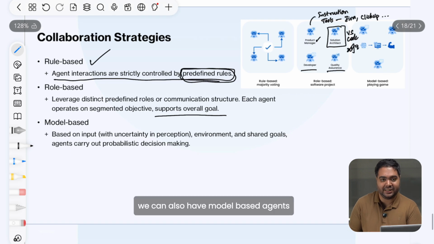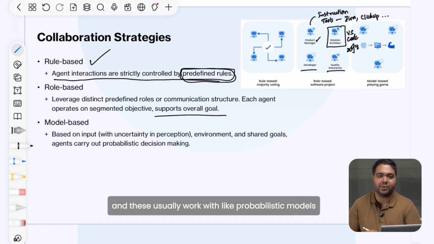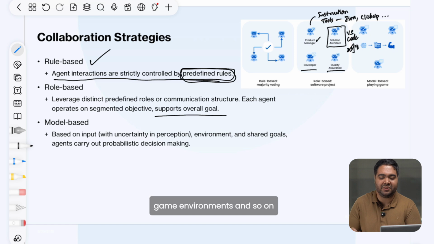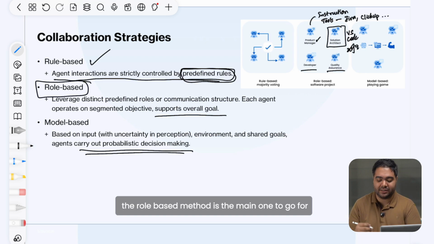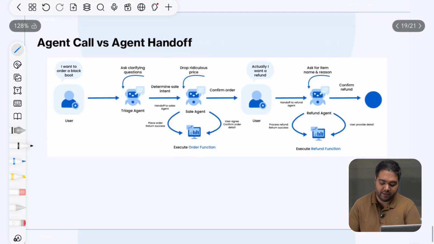We can also have model-based agents, and these usually work with probabilistic models like machine learning models, game environments, and so on. And this is a very niche use case. You probably won't look at that. For most of you guys, the role-based method is the main one to go for.